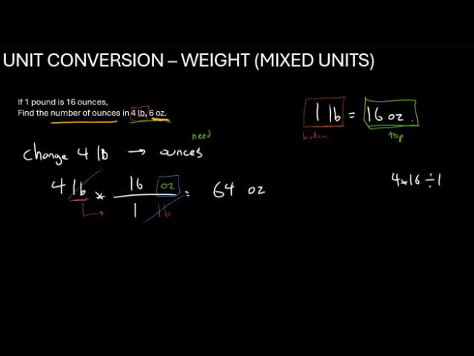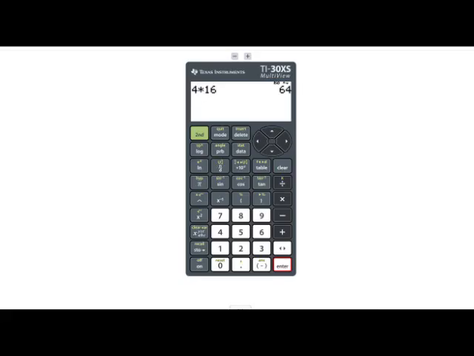Now that we know that we have 64 ounces, we'll add in the other 6 ounces that we haven't looked at yet. This is for that extra 6 ounces at the end of the problem statement. So underneath the 64, I'll write plus 6 ounces. And we just add those together, and again, you can use the calculator if you wish. With the 64 already stored, we will say plus 6. When we press enter, we end up with 70.